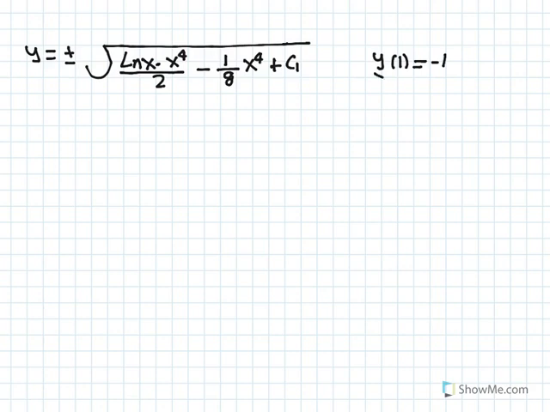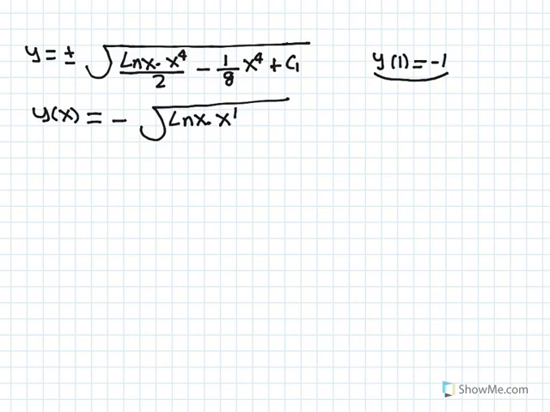y of 1 is equal to negative 1. The y value is negative, so we have to choose the minus version. So y of x, we match it up with the initial condition: minus the square root of log x times x to the fourth divided by 2 minus 1 over 8 x to the fourth plus c1. So we have y of 1 equals negative 1. This means when x equals 1, y equals negative 1. So let's plug in negative 1 for y and 1 for x and solve for the constant c1.